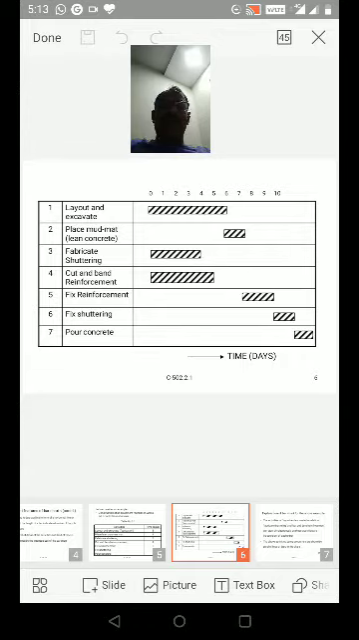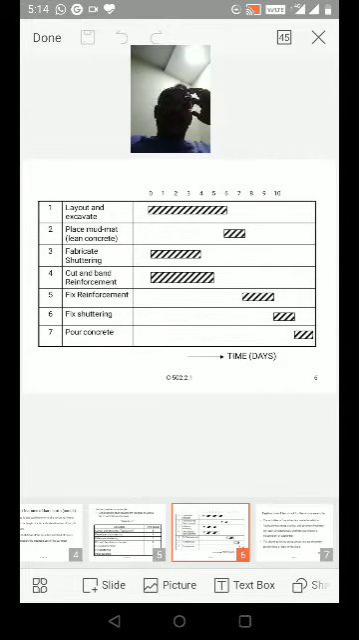Whereas place mud mat, lean concrete, only after completion of layout and excavate for the foundation can you place the mud mat for lean concrete. Similarly, after completion of cut and bend reinforcement, then only you can fix reinforcement. After the bar bending schedule is complete, then only you can fix reinforcement. After fixing, only then can you put shuttering. After fixing shuttering, only then can you pour concrete.